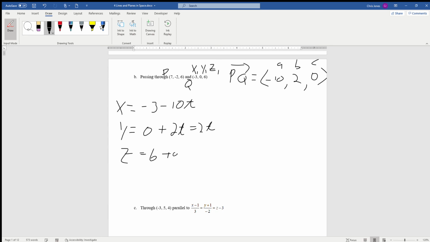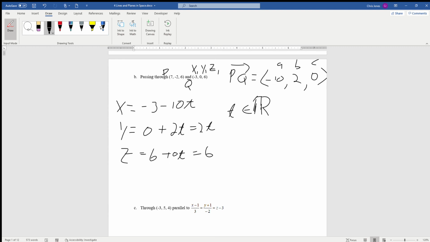And then finally for z, we know that z1 is 6, we know that c is 0, and so z is just a constant. So no matter what, z is always going to be 6. Again, we should define that t is any real number because the line extends infinitely.